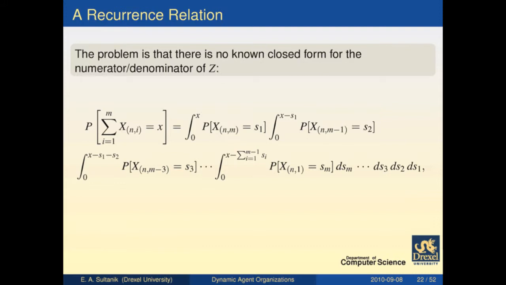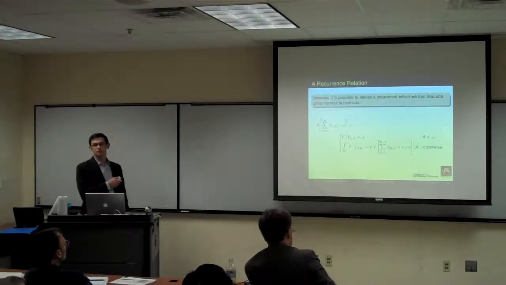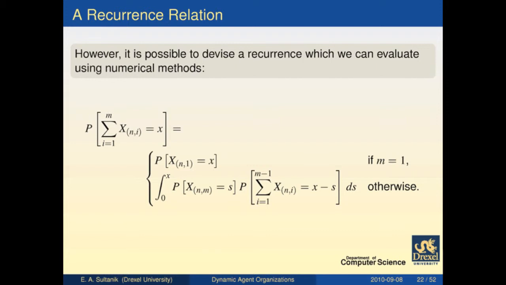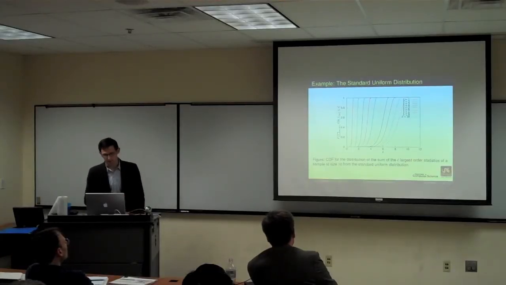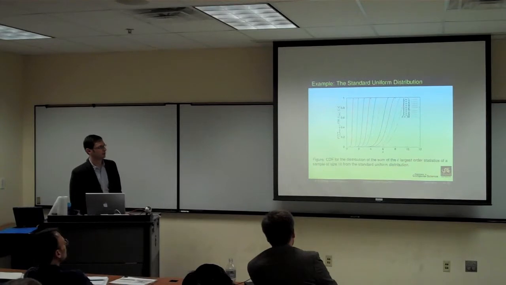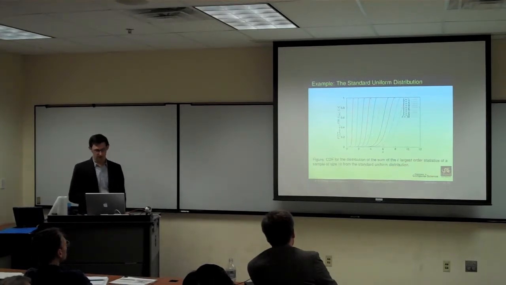And the reason why there is no closed form is that the sum of order statistics corresponds to a linear number of nested integrals. And there's no known closed form for this. But we can create a recurrence for it and then use numerical methods to evaluate it for specific distributions. So for example here, I have a plot for the cumulative distribution function for the distribution of the sum of the L largest order statistics for the standard uniform distribution.